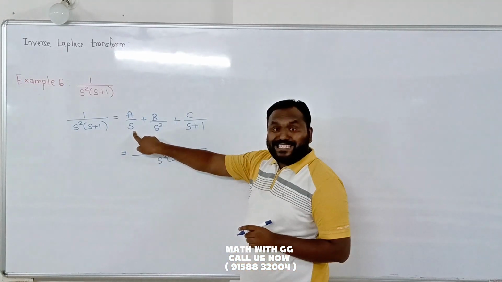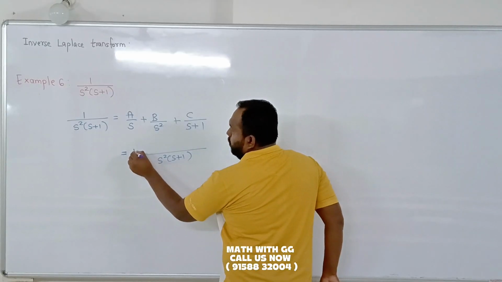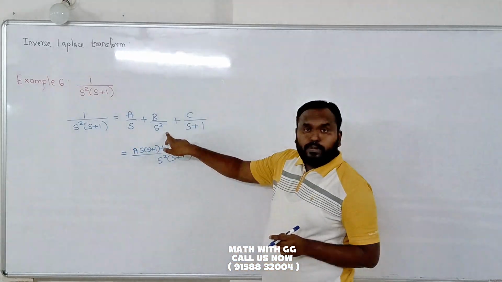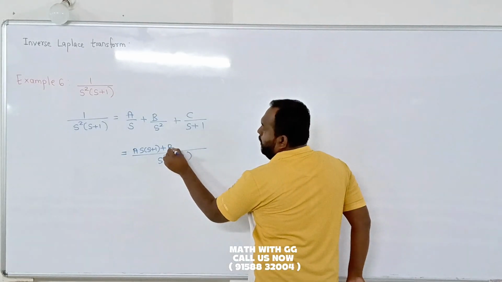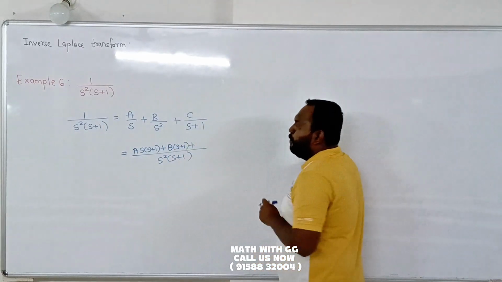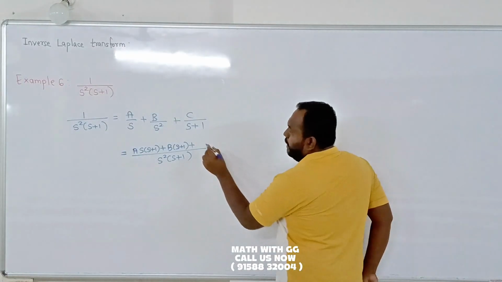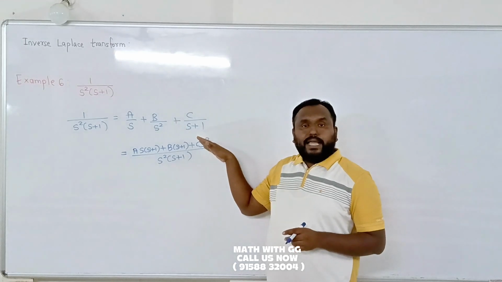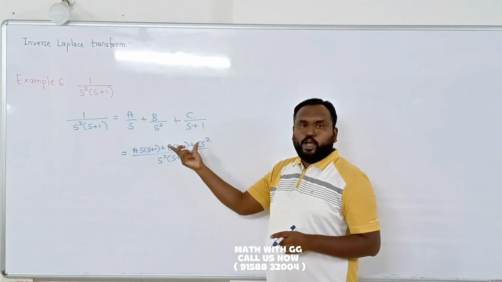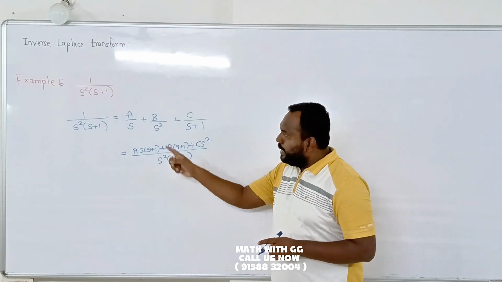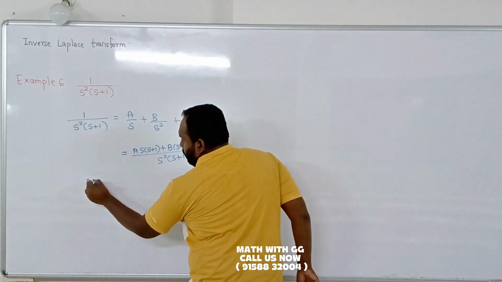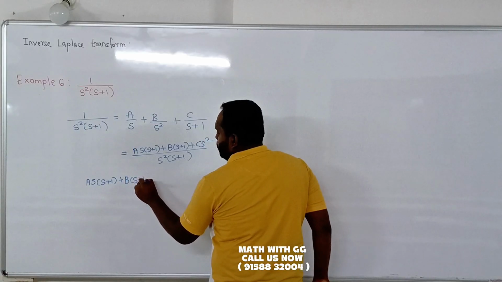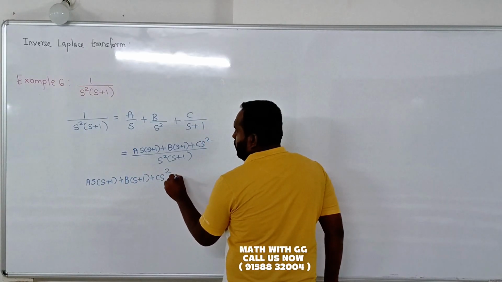For the first term, s and s plus 1 are missing, so we multiply a by s into (s plus 1), plus, for this term s plus 1 is missing, so multiply b with (s plus 1), plus, for this term s square is missing, so multiply c with s square. So in this case we cannot take the cross product, we take the LCM of the denominators by this method. So the denominator gets cancelled, and we get a s into (s plus 1) plus b into (s plus 1) plus c s square equal to 1.